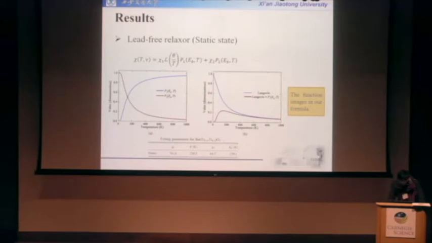The right line is the product of Langevin and P1. It shows that this curve has a similar morphology to the other curves. And then this part is the fitting parameters we used.